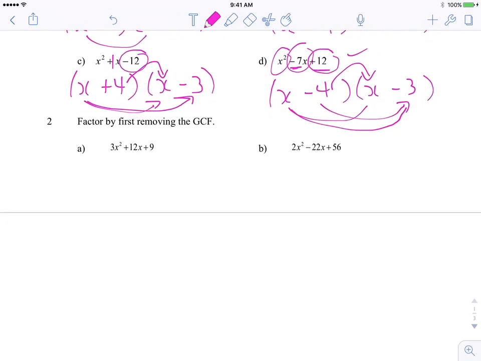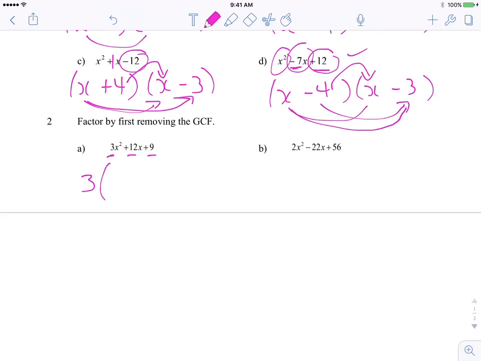In this case here, we're going to factor by first removing the GCF. As I said earlier, the very first thing you want to do is remove the GCF. In this case, the a value is not 1. So we're looking at the numerical coefficients here, the 3, the 12, and the 9, and I can take a 3 out of each of those terms.